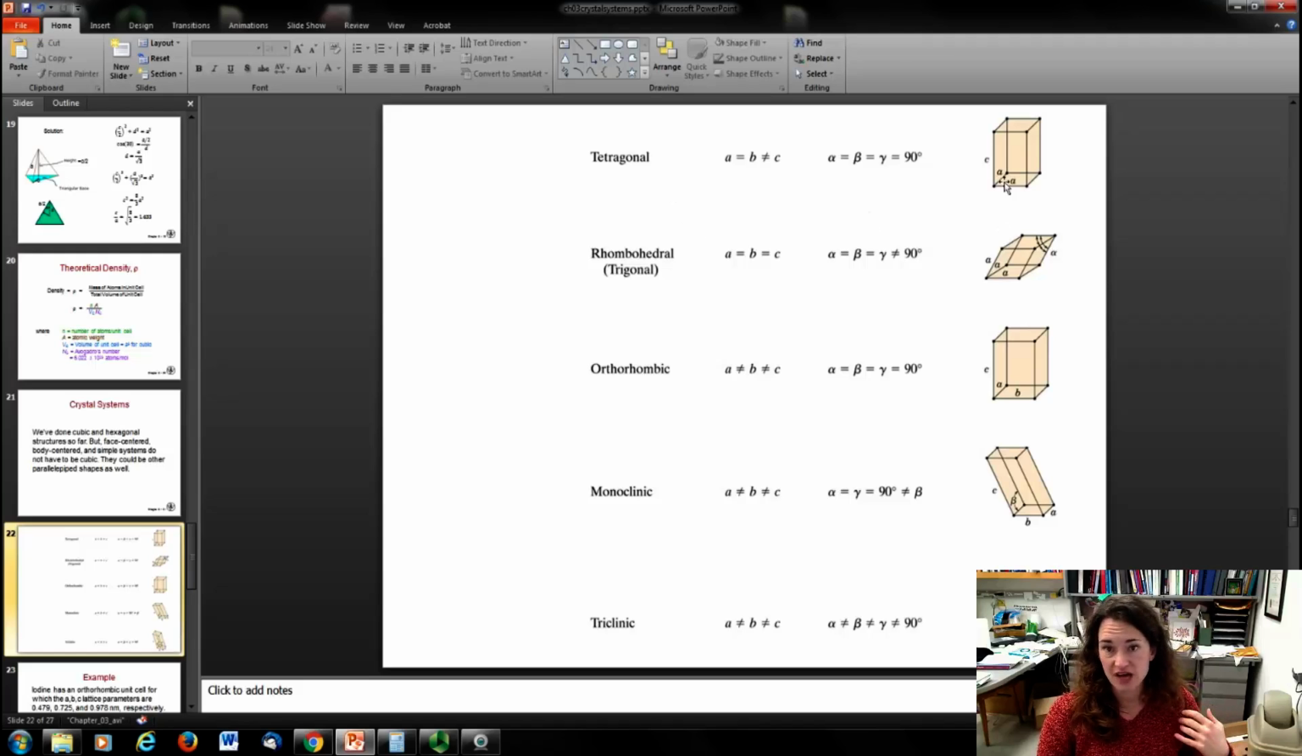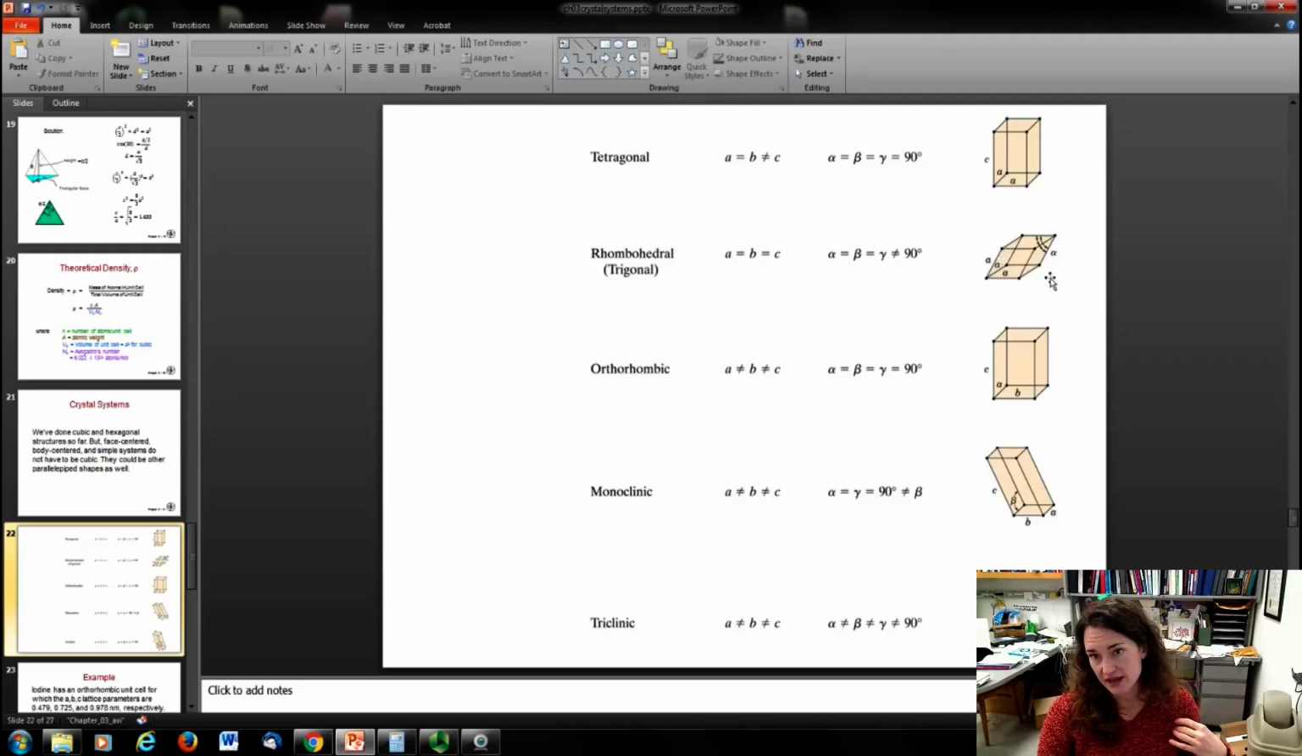So here's some of the possibilities. This is a tetragonal structure right here. In the tetragonal structure, you have a square on the bottom, but then the height of your upright solid isn't the same as the length of the base. All angles here are 90 degrees. You could also have a rhombohedral structure or a trigonal structure.